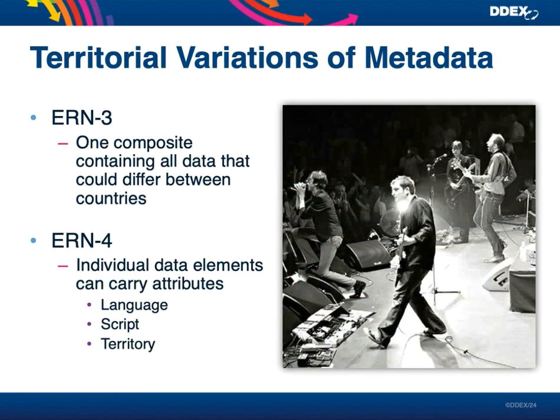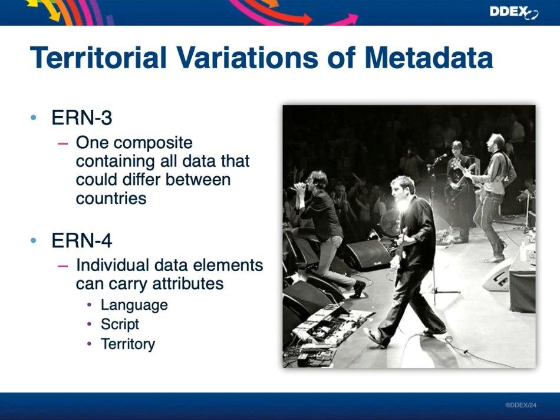One of the things that have made ERN 3 really complex is the need to have territorial variations of metadata. The image there is of an English band called Suede, or as it's known in the US, the London Suede. I assume there's another band, the Suede, in the US.